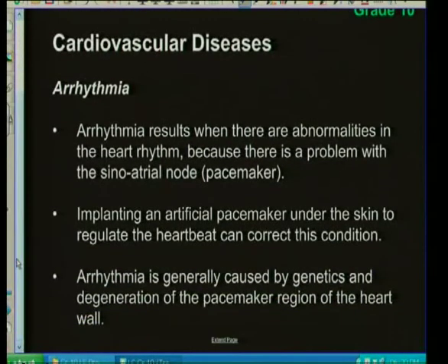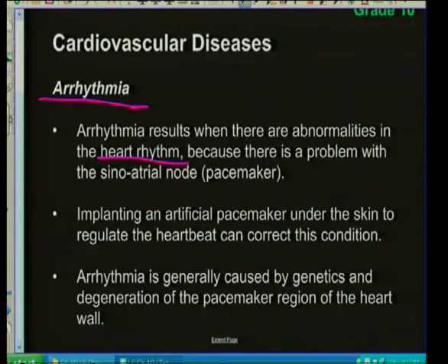We move on still. Another one, arrhythmia. And this arrhythmia, coming from the word rhythm. So something wrong with the rhythm. And if we remember, the rhythm of the heart is controlled by the SA node, the pacemaker in the heart. And so if there's a problem with the pacemaker, the heart will not beat as it should. So there's a problem with the rhythm. And how does that work? So there's abnormalities in the heart rhythm because of the SA node, the sinoatrial node or pacemaker.